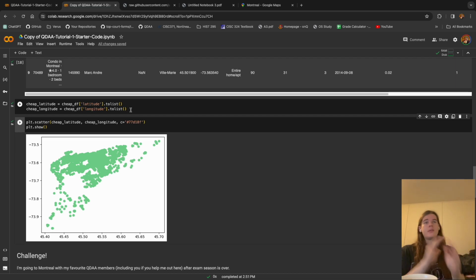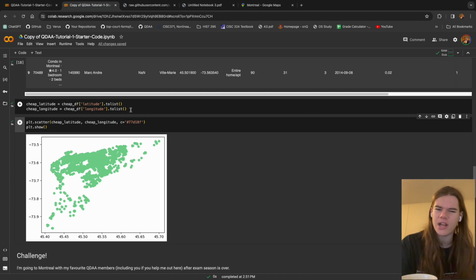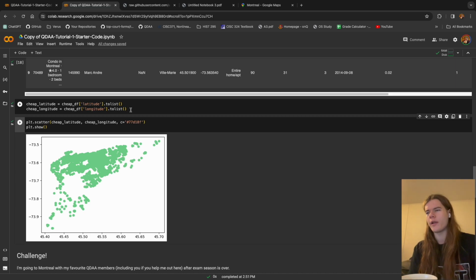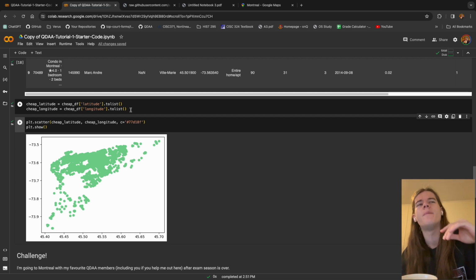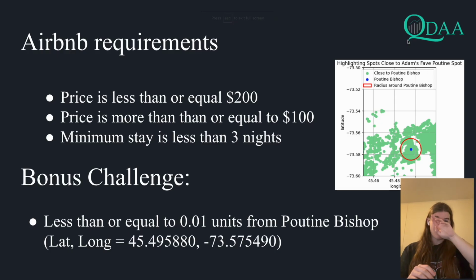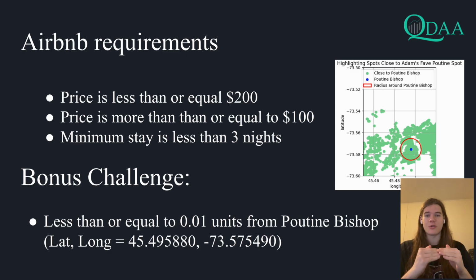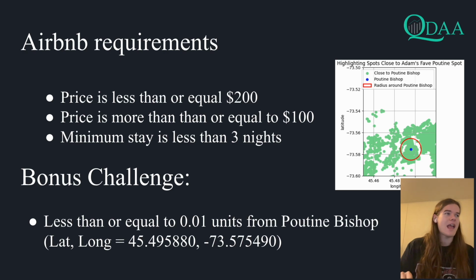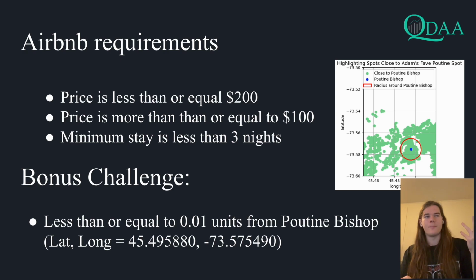So what we're going to be doing after exam season is I'm going to be taking all of you guys, or a bunch of you guys, to Montreal. I still don't know who I'm going with, but it's going to be the people that get this challenge right. So here are the requirements for the challenge. So the price needs to be less than or equal to $200 because I can't spend too much money because, you know, the QDAA, they're going to be paying for it. They're an AMS ratified club, bunch of brokies.